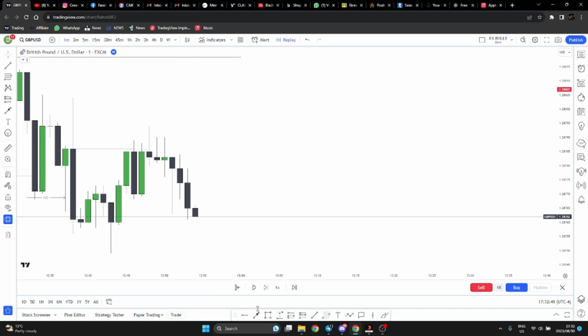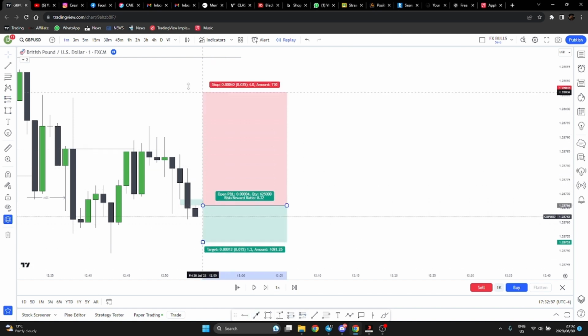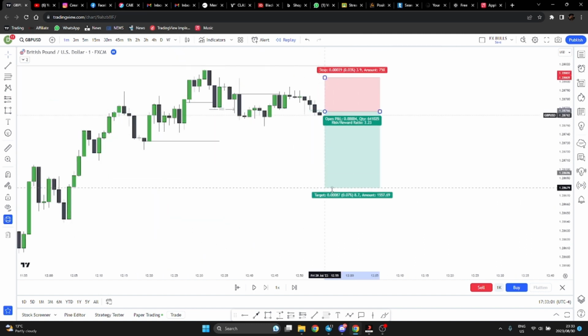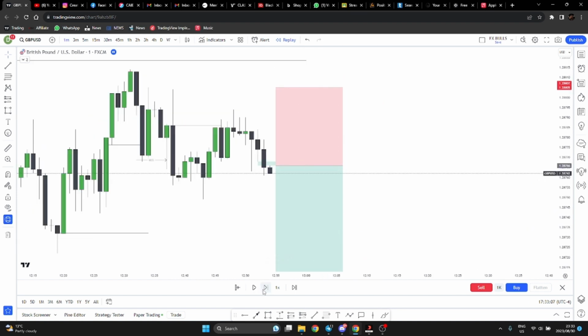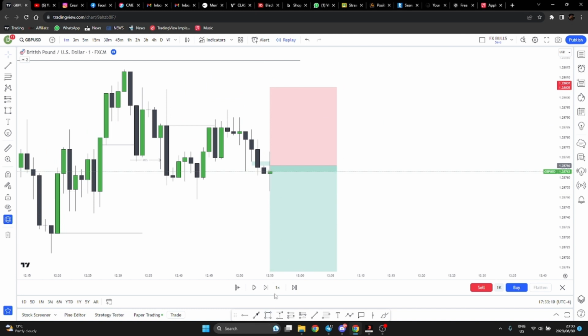So personally, I would probably not have entered based on this, but we can just give it a go and see how price respects these levels, with my stops above that liquidity level now up there, targeting a 1 to 2. Let's see how price reacts. Tags us in.